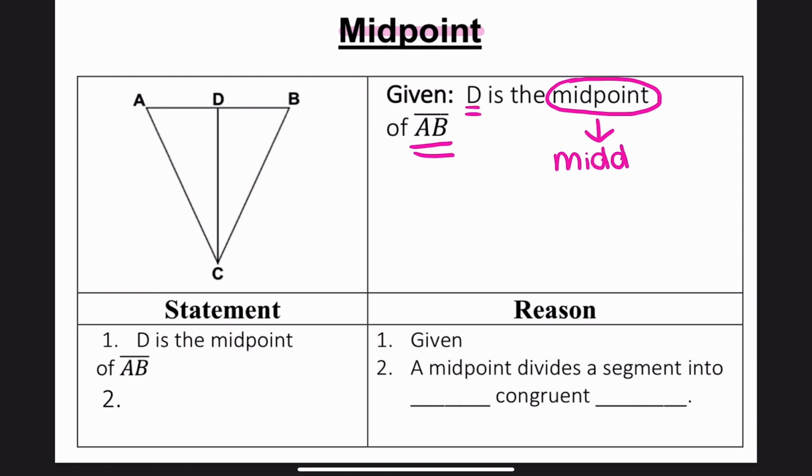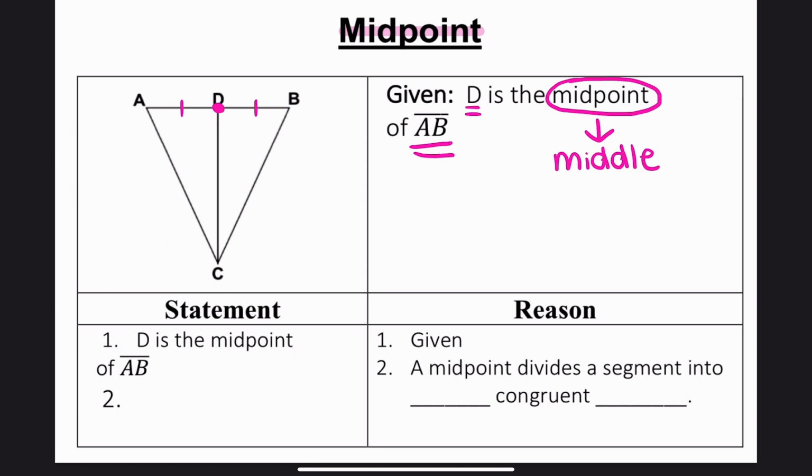Now that's really important because what that means is when you have a midpoint, you're given the middle. And hopefully we remember that. The midpoint is the middle of a line segment. So that means that D is right in the middle of AB. Not closer to A, not closer to B, right equally in between the two. So that means that these two line segments, AD and DB, are congruent.